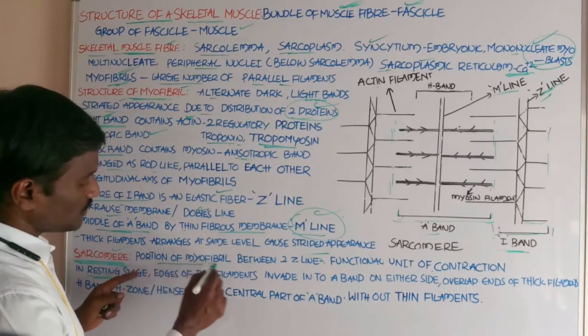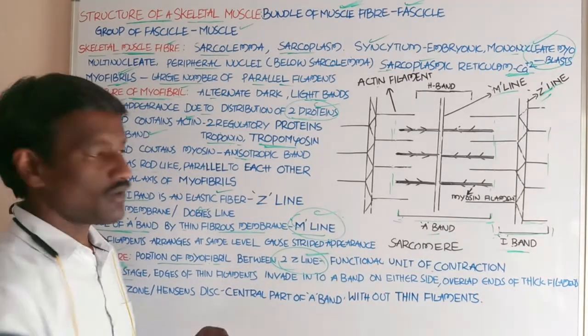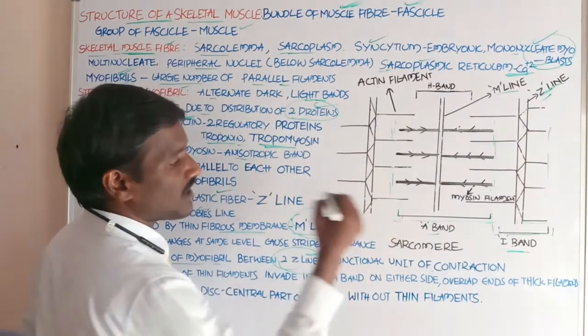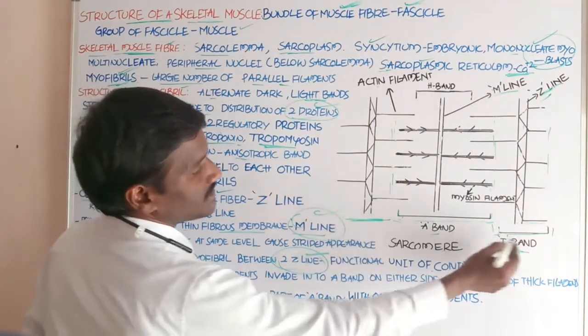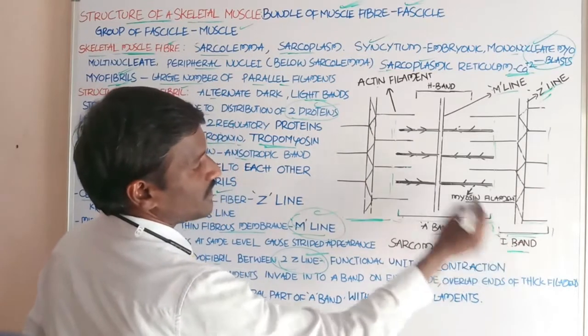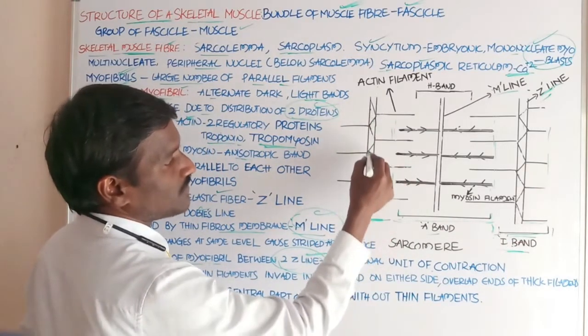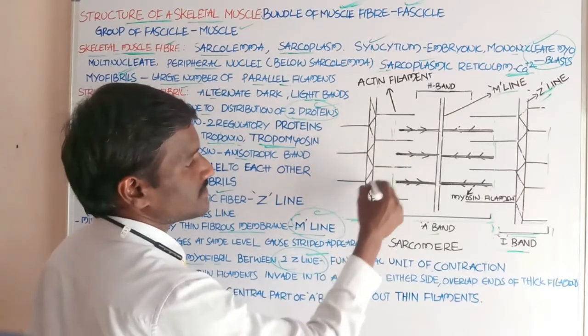The sarcomere is the portion of the myofibril between two Z lines. Okay, this is one of the Z lines. This is another Z line. This is the I band. This is also an I band. Okay, student. And the portion of the I band that consists of the Z line. This is the Z line.